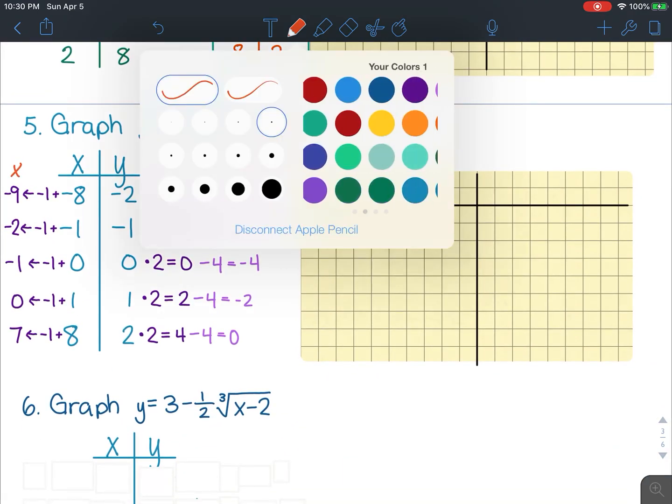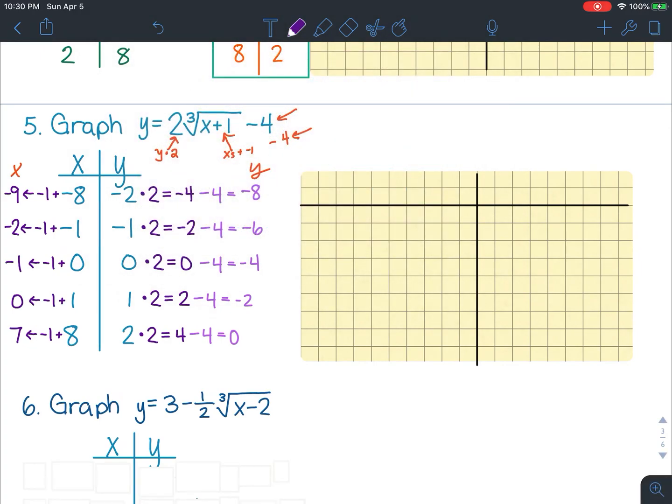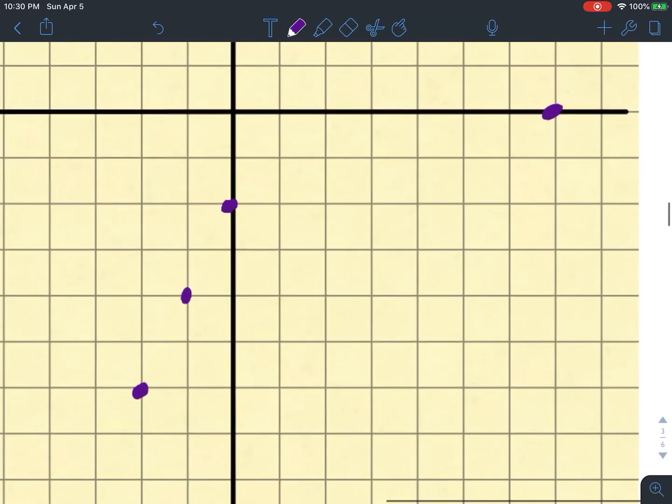Okay, now I'm going to change the color. How about that purple? Okay, so I have -9, -8, -2, -6, -1, -4, 0, -2, and 7, 0. Okay, so this point here, that's like my vertex. So I'm going to start there.